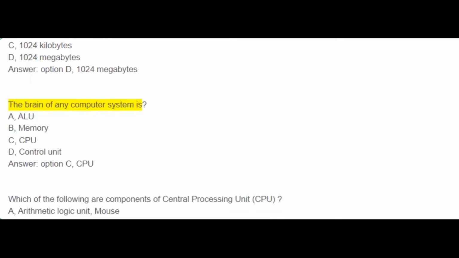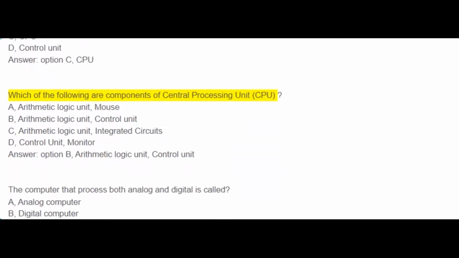The brain of any computer system is A. ALU. B. Memory. C. CPU. D. Control unit. Answer. Option C. CPU.